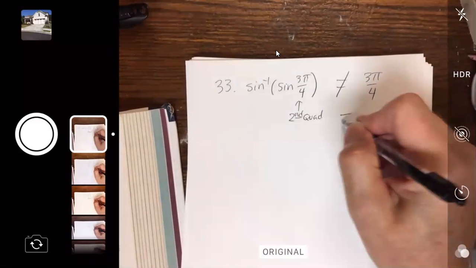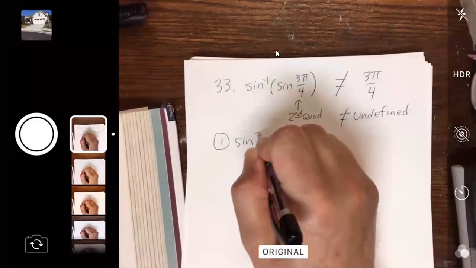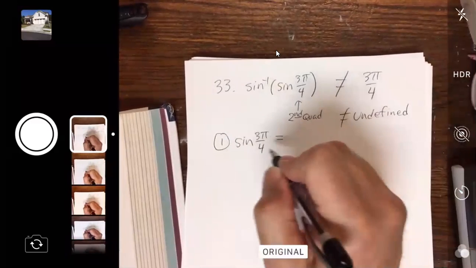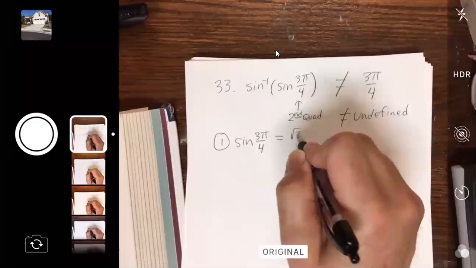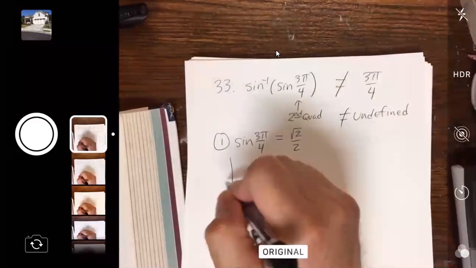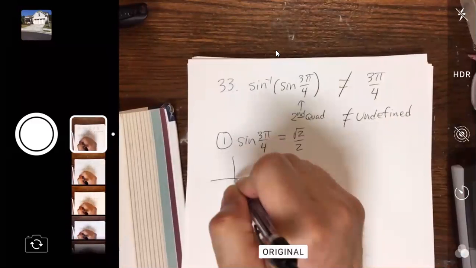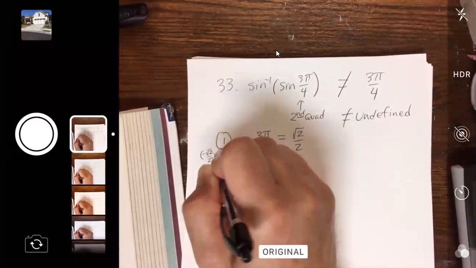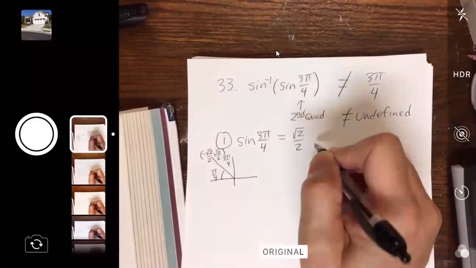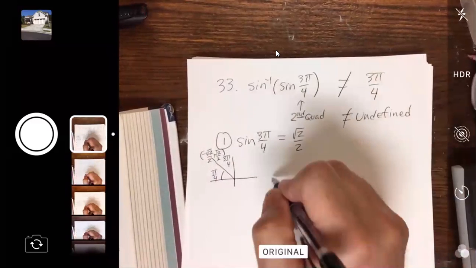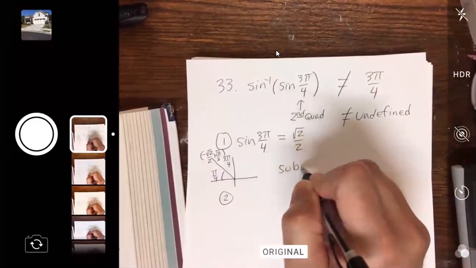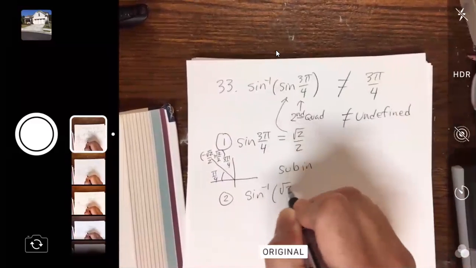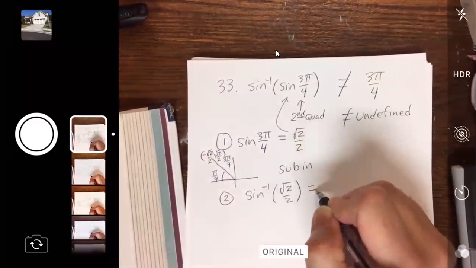All right, what you can do is work this out. Sine of 3 pi over 4 is going to be the y coordinate. At 3 pi over 4, you're at the pi over 4 equivalent. Coordinates are negative root 2 over 2 on the x, but positive root 2 over 2 on the y. And so your sine is positive root 2 over 2. So now you sub in root 2 over 2 and you want an arcsine of root 2 over 2, and that will be equal to pi over 4.